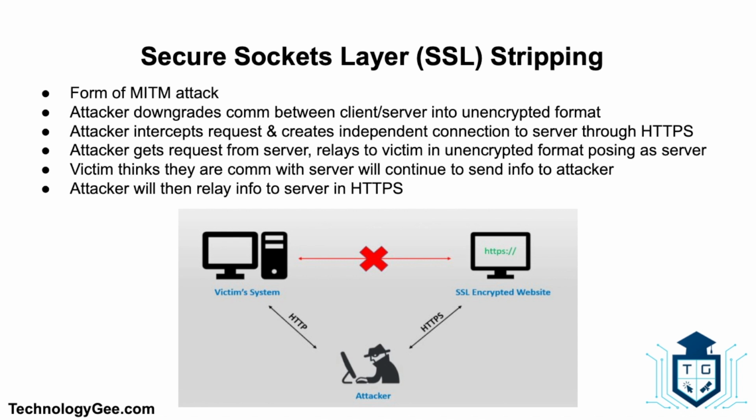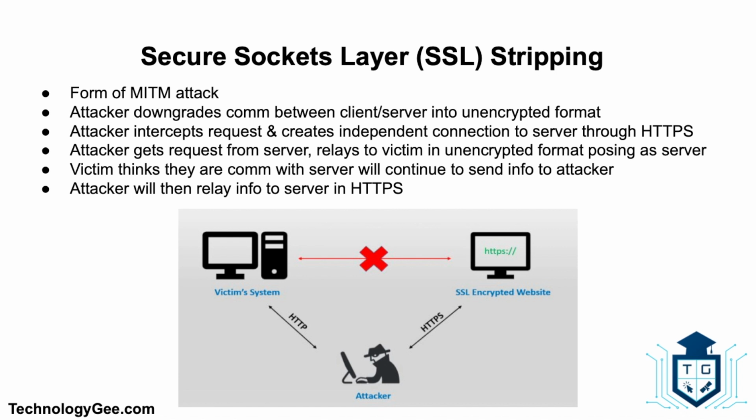Next, we have secure sockets layer stripping, so SSL stripping. This is another form of a man-in-the-middle attack. When it comes to HTTPS traffic between a client and a server, a hacker can't break into the legitimate HTTPS traffic even if they manage to intercept and relay the communications. When it comes to SSL stripping, the attacker downgrades the communications between the client and server into an unencrypted format to be able to stage a man-in-the-middle attack.